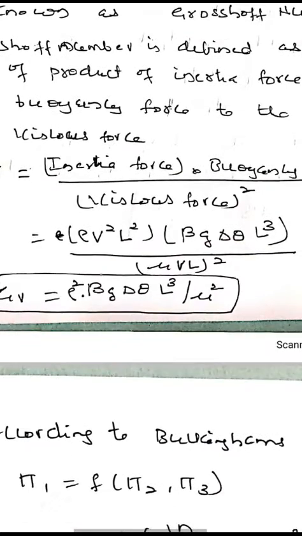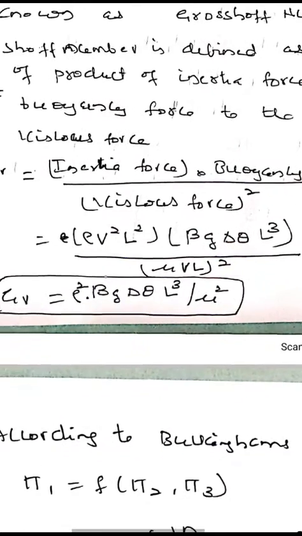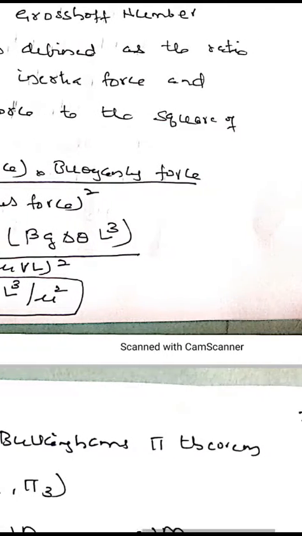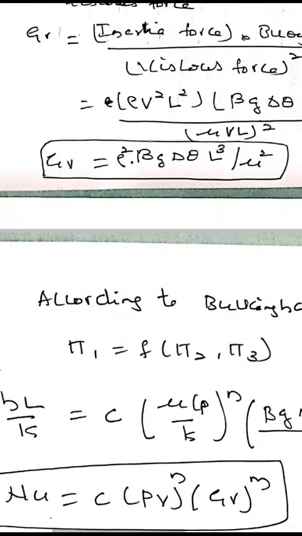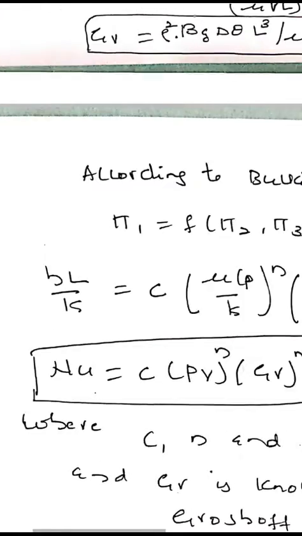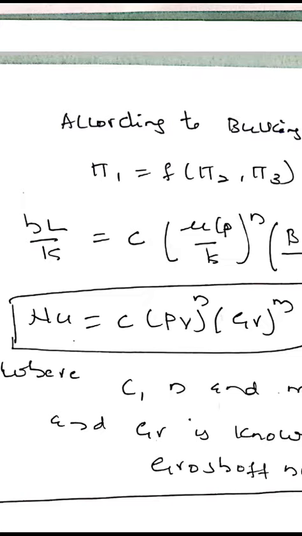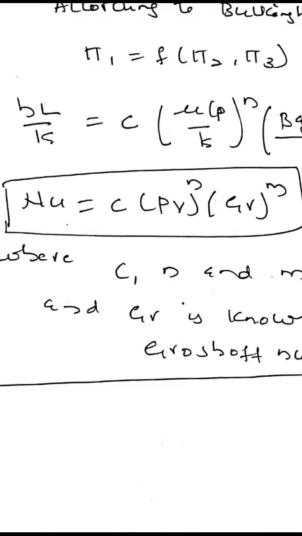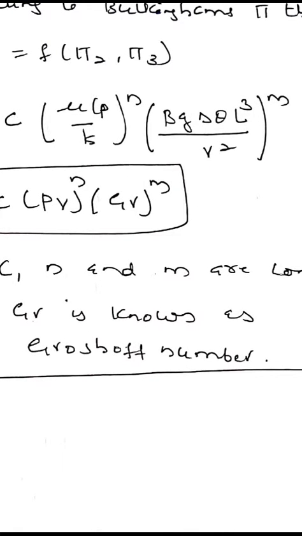Grashof number is defined as inertia force into buoyancy force divided by viscous force square. It is equal to rho v L square into beta g delta theta L cube by mu v L square. So Gr is equal to beta g delta theta L cube by nu square. So according to Buckingham pi theorem, pi 1 is a function of pi 2 and pi 3. Pi 1 is hL by K, pi 2 is mu Cp by K which is Pr, the Prandtl number, and pi 3 is again the Grashof number.